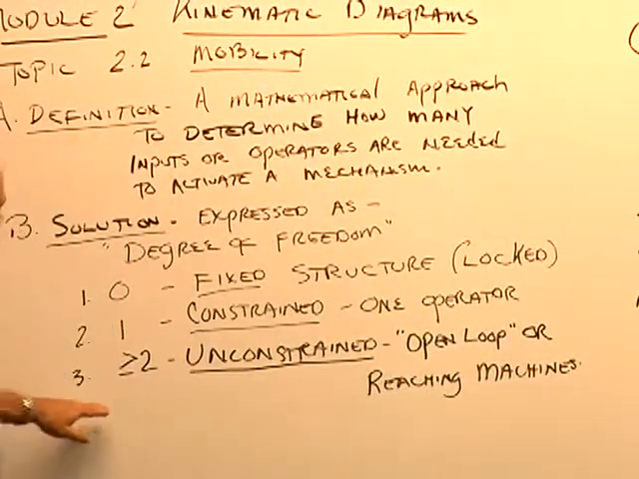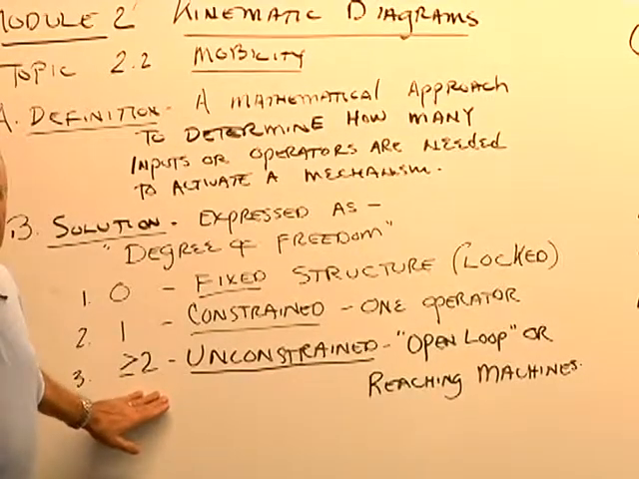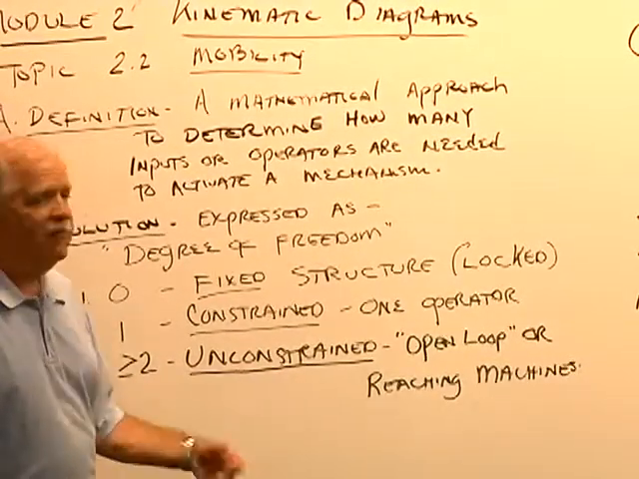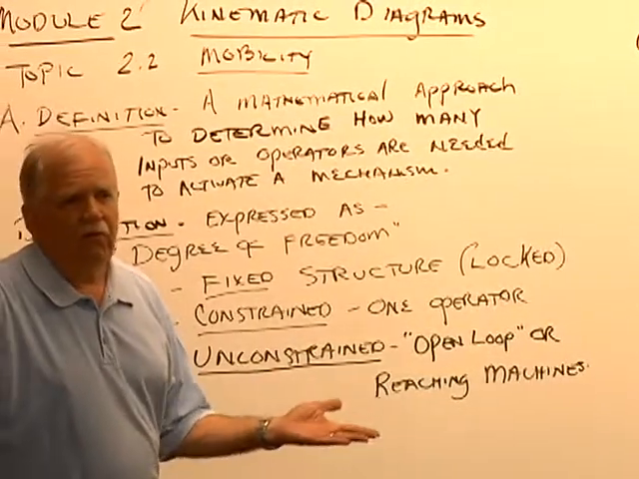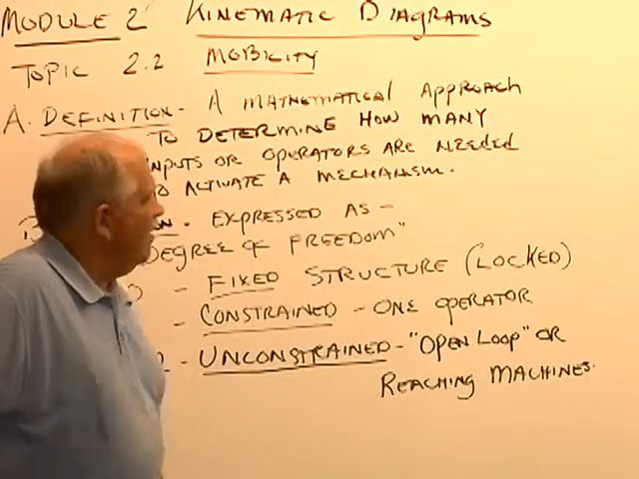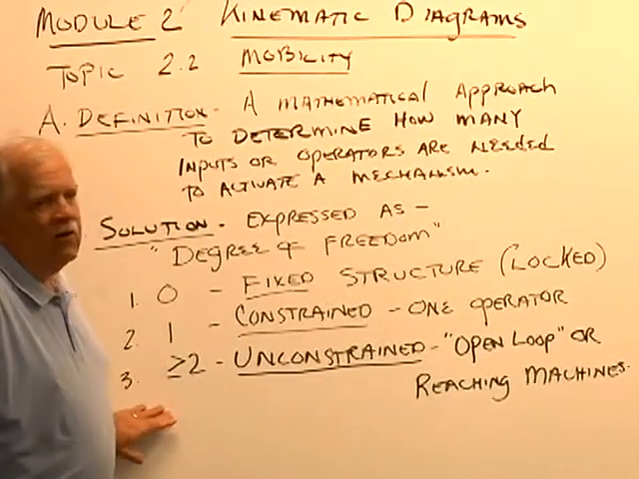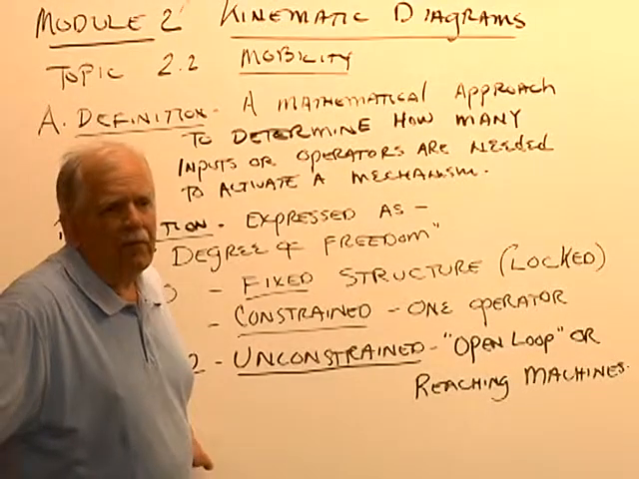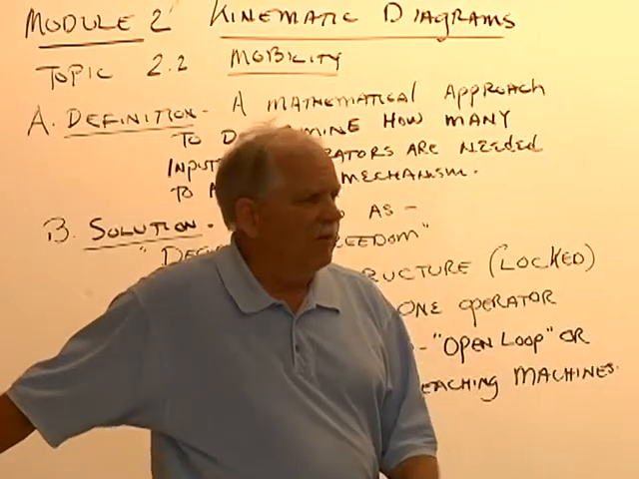And third, we have what's called unconstrained, and that's equal to 2 or more. So that means basically you're going to have 2 or more inputs in order for this machine to operate. So 0, 1, or 2 or more will tell you how many operators and what the degree of freedom or mobility is for this particular mechanism.